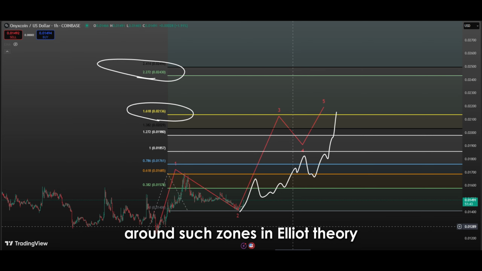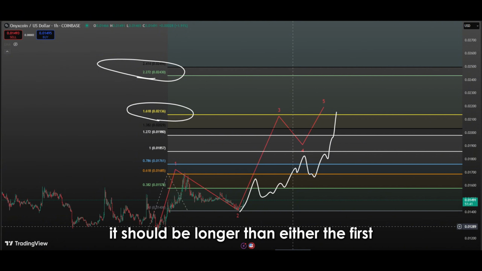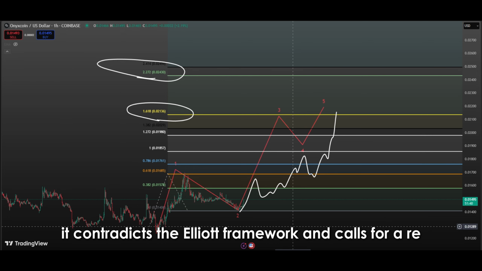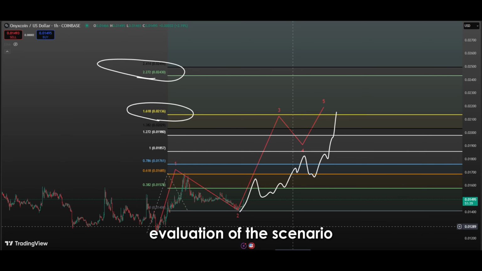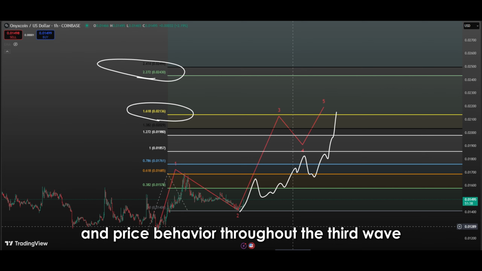In Elliott theory, the third wave must never be the shortest impulsive wave. This means that technically, it should be longer than either the first or the fifth wave. If the third wave is too short, it contradicts the Elliott framework and calls for a reevaluation of the scenario. Therefore, it is essential to closely monitor chart patterns and price behavior throughout the third wave.